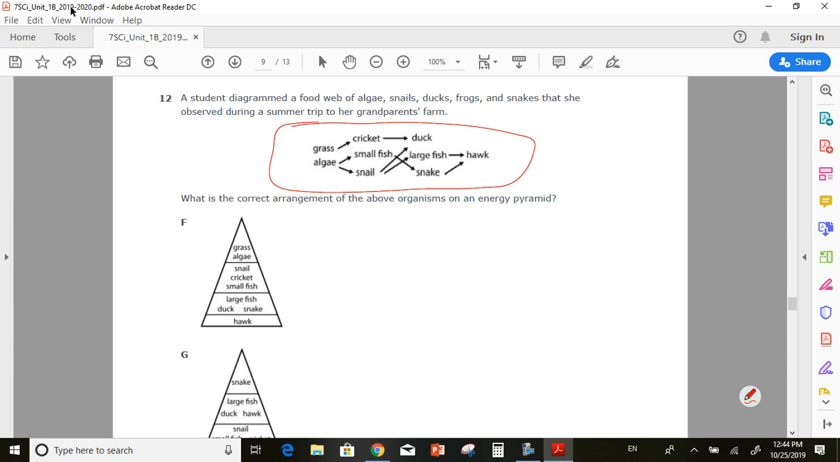So I circled this and put these are the producers. So I have to make sure the pyramid has the grass and the algae, the producers trophic level, at the bottom. The next level would be the primary consumers. So we've got to make sure they're on the next level on top of the producers. And let's go ahead and look at our answer choices.